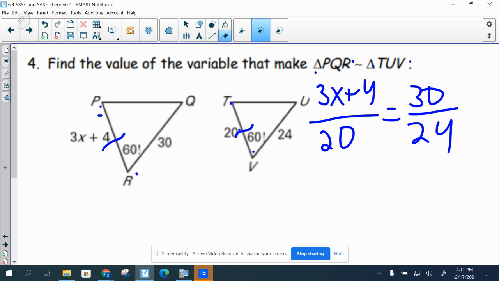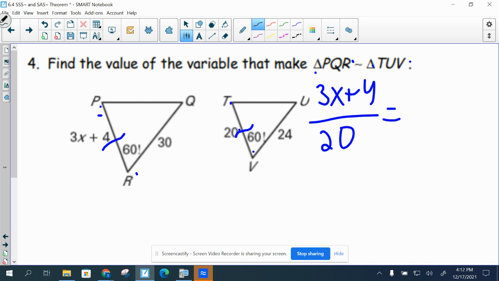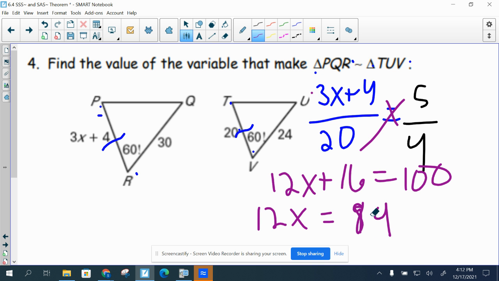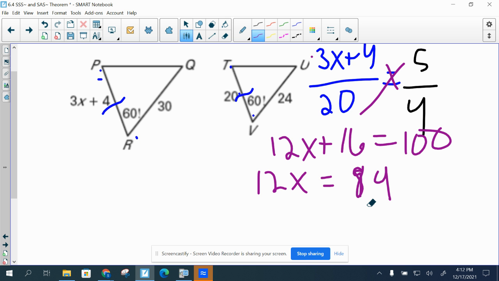All right, so I'm going to simplify this fraction. 30 over 24 would be divided by 6, so 5/4. And then cross multiply, so this would be 4x plus 4 times 4 would be 12x plus 16 equals 20 times 5 is 100. 12x equals 84. 84 divided by 12 is 7.